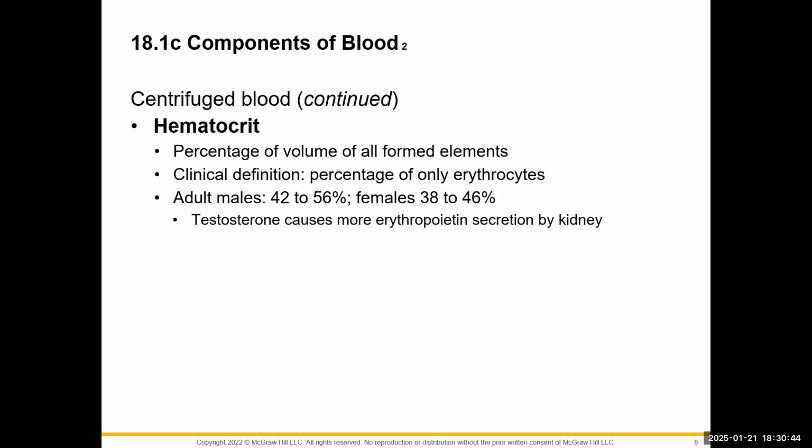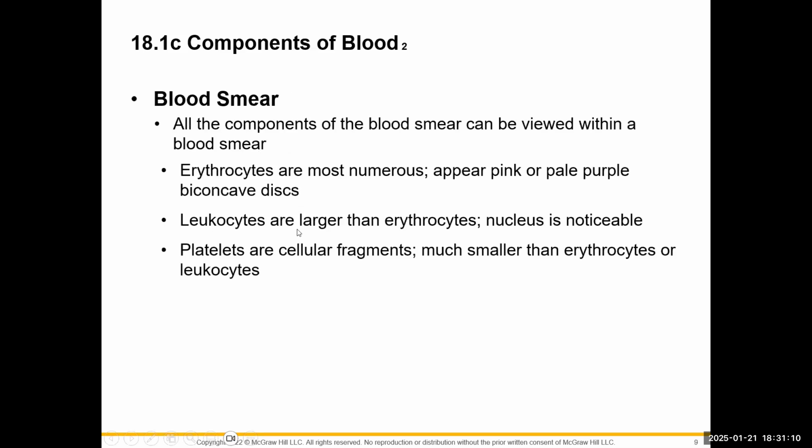Males are going to produce more erythropoietin, or EPO, because of the androgen testosterone. And if you recall what erythropoietin is, you will conclude that erythropoietin is the hormone that stimulates red bone marrow to make more red blood cells. You make more red blood cells, you're going to have a higher percentage of erythrocytes, therefore a higher hematocrit, and therefore you can see why males have a higher hematocrit than females.